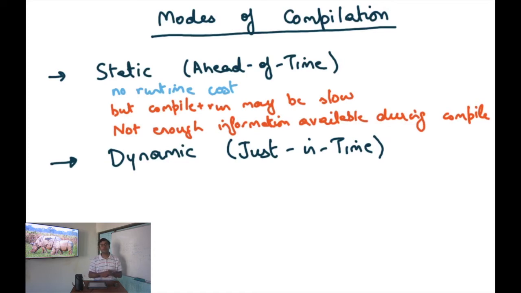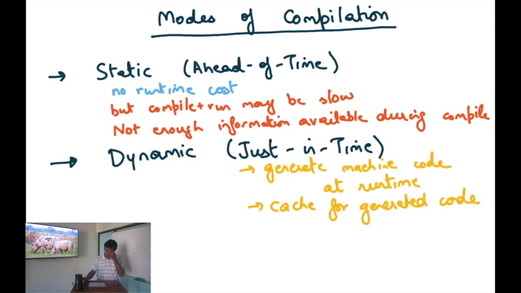Now, all this lack of information basically means that the compiler should just make some guesses and generate some code, and those guesses may actually prove incorrect at the time of running, in which case your program will run slower than optimal. And so this is a serious con of static ahead-of-time compilation: not enough information is available during compilation. Let's look at dynamic just-in-time compilation.